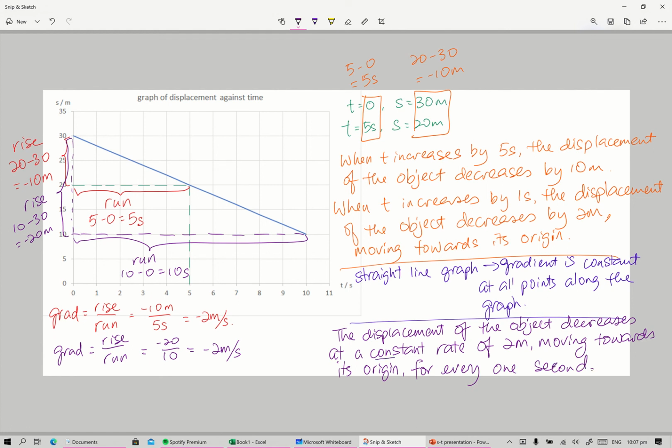Right? Constant rate. Okay, this is very critical. All right, constant rate, straight line graph. So when you say constant rate, you are actually implying a straight line graph. Right? So let's say again, the displacement of the object decreases at a constant rate of 2 meters moving towards its origin for every 1 second.